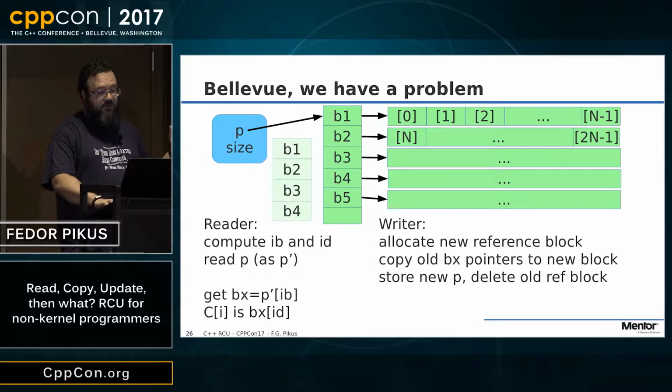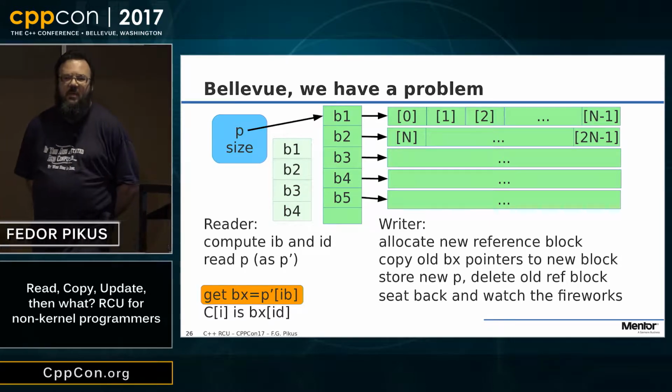What happens if the writer is going on at the same time? The reader is doing what I just had on the previous slide. I just abbreviated it on the left. The writer allocates a new reference block. That's fine. Copies the old reference block pointers to the new block. No problem. Atomically changes P to point to the new reference block. Go for it. Deletes the old reference block.